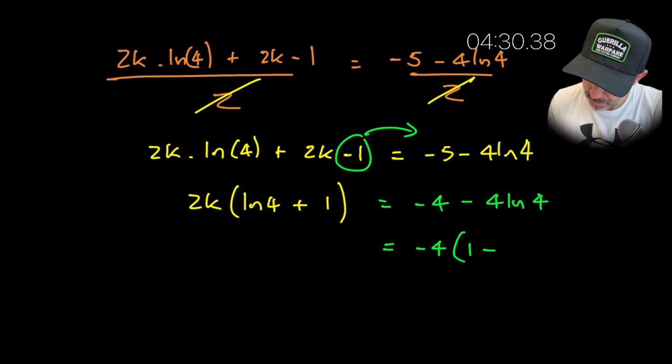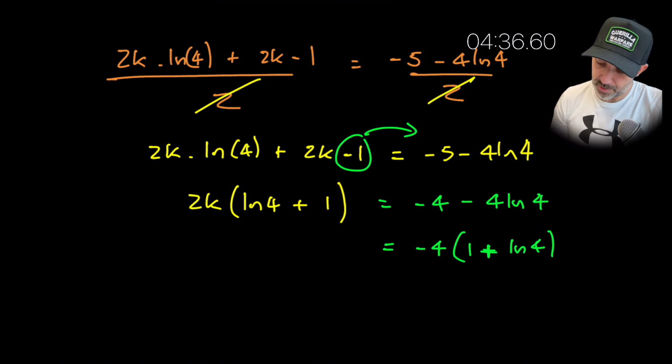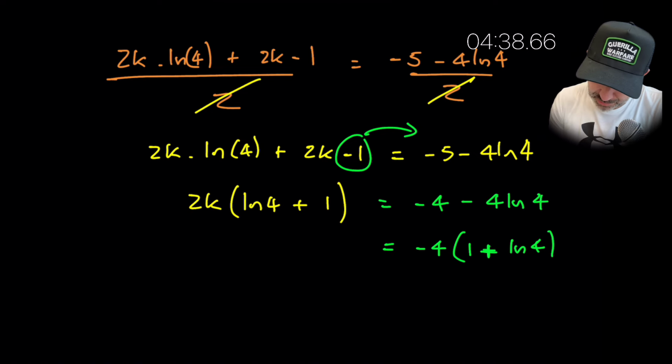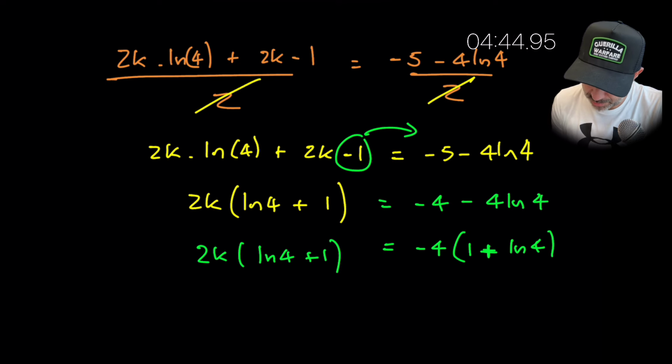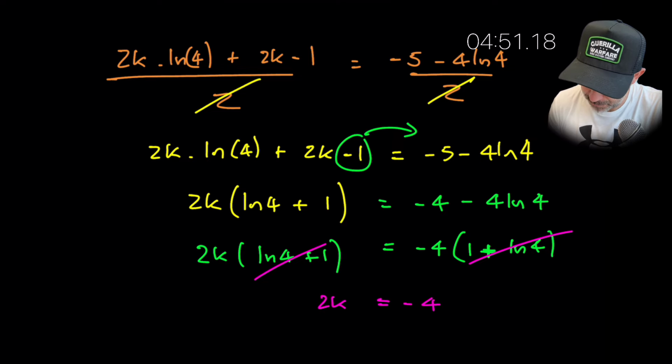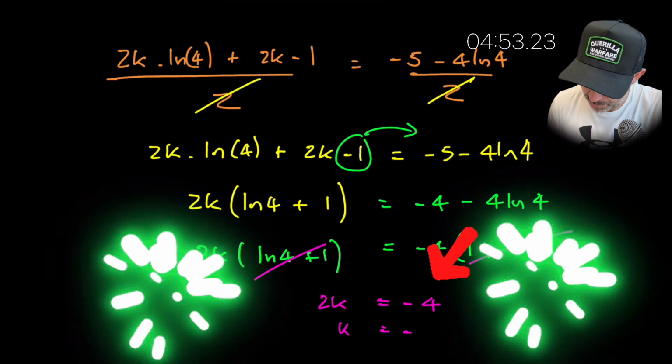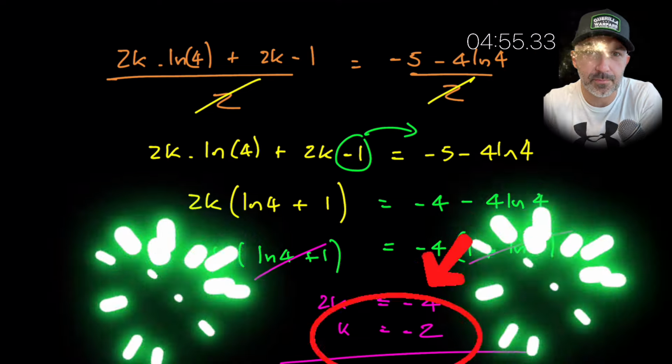So that will be 1 plus natural log 4, sorry, there. Oh, and these are the same then. So 2k times natural log 4 plus 1 is equal to negative 4 times natural log 4 plus 1. Okay, so I can divide both sides by natural log 4 plus 1. So that will eliminate both of these, leaving me with 2k is equal to minus 4. So k is equal to minus 2. Stop the clock.